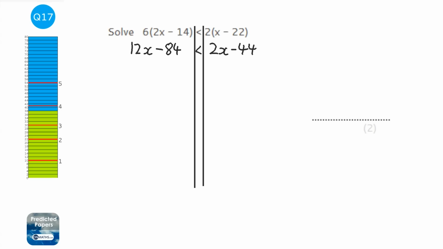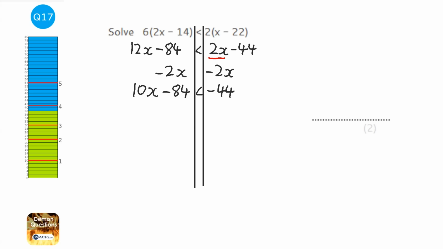Now, whenever you've got x on both sides, you choose the side with the smaller amount of x's, which is this one, and take it away. So minus 2x from both sides. So it'd be 10x minus 84 is less than minus 44.